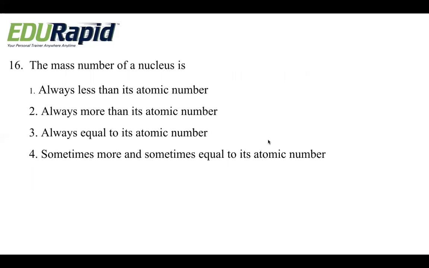The mass number of a nucleus is. So we have studied the definition of a mass number. They are asking, what do you mean by the mass number of a nucleus? Is it always less than its atomic number? Is it always more than its atomic number? Or is it always equal to its atomic number, or sometimes more and sometimes equal to its atomic number?